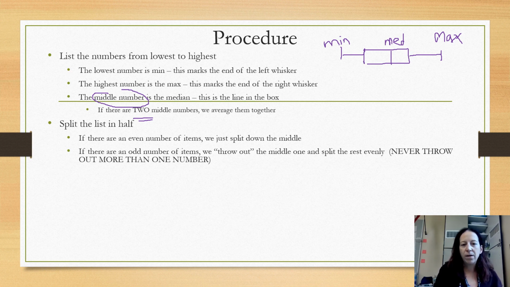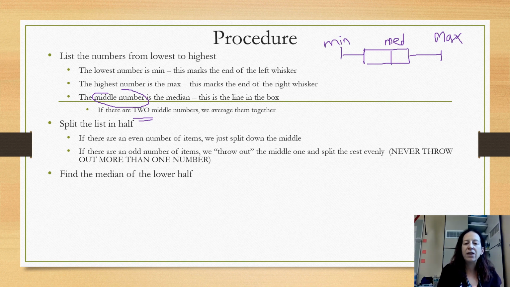A common misconception that students sometimes have is when they have two middle numbers, they think, oh, I have to throw a number out, and they throw them both out. You don't want to do that. You want to include as many data values as possible. You don't just throw stuff out of your data set. The only reason we throw this one out is because we can't put it into one of the halves. So you should never be throwing out more than one number.